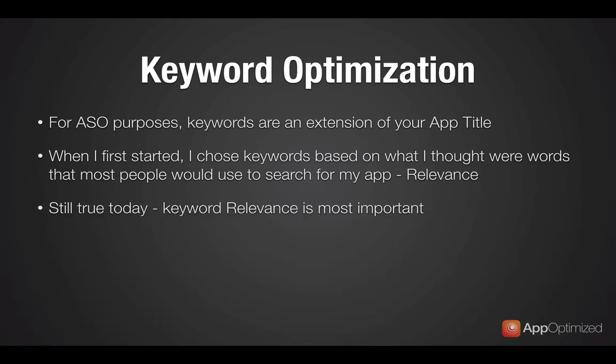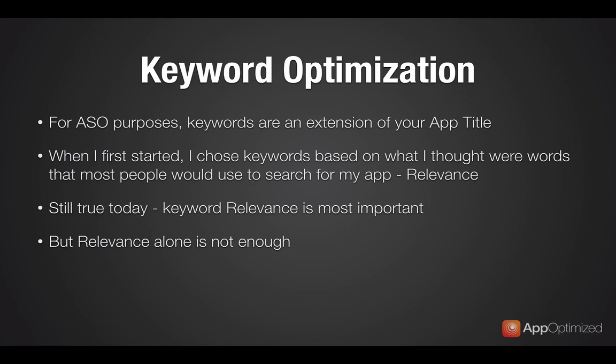And relevance is still true today. Keyword relevance is by far the most important thing. The keyword has to make sense for the type of app that you're promoting. And if it's a keyword that is bringing traffic, but it has nothing to do with what your app does, there's no point in ranking for that, because people are going to be turned off when they find out it has nothing to do with what they're looking for. So relevance is most important, but relevance alone is not enough.